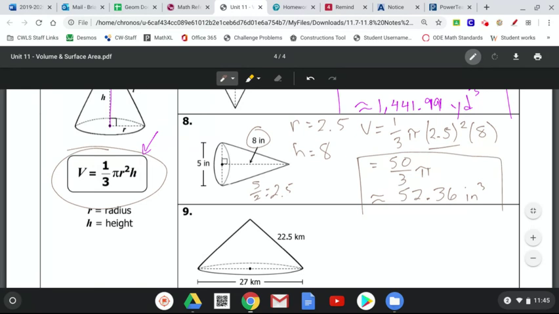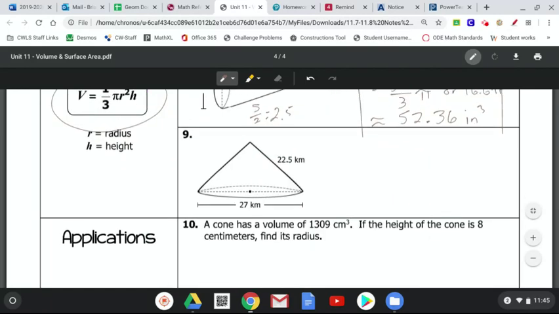And guys, again, we left it as 50 divided by 3 because you could also write it as 16.6, a repeating decimal, times pi. So you put that bar over the 6. So either one is fine. And also 52.36 is the decimal approximation for that one.